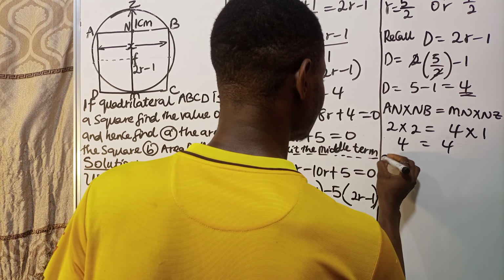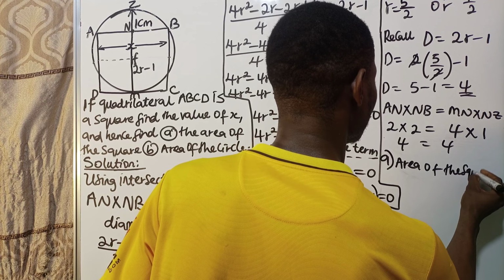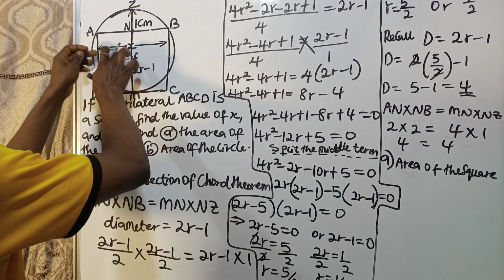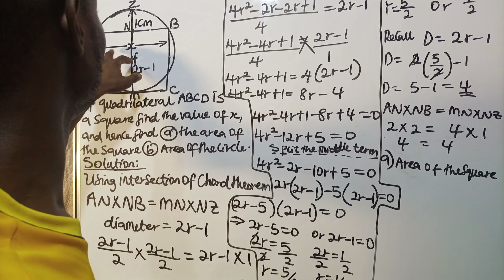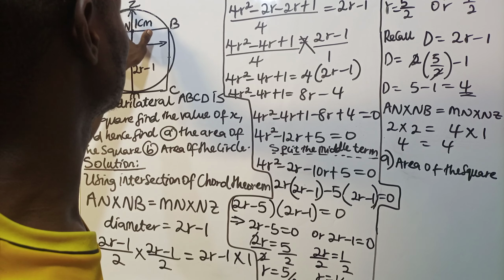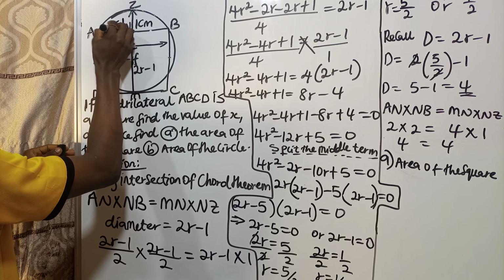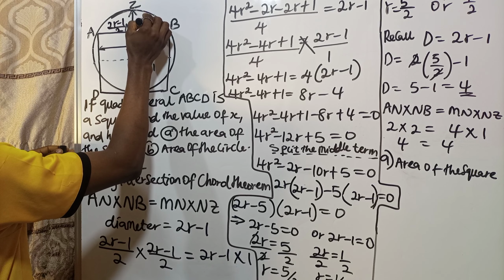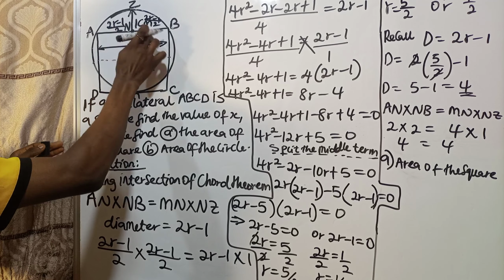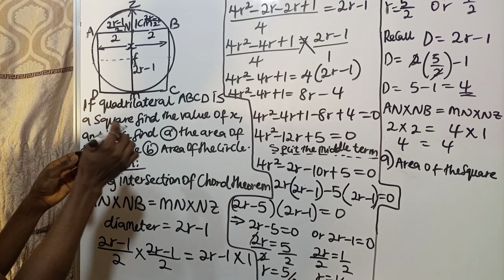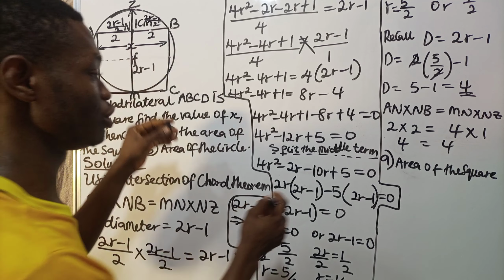So let's find the area of the square. And you know that they told us that this place is X. So the whole of this place is X. And we know that this whole place, we got 2 here. So let me write 2r minus 1 over 2. The same thing here, 2r minus 1 over 2, which everything here and here gives us 2 and 2. So the total length here will give me 4.